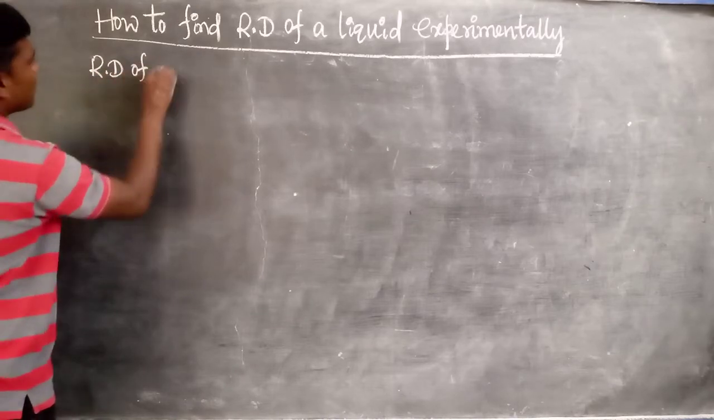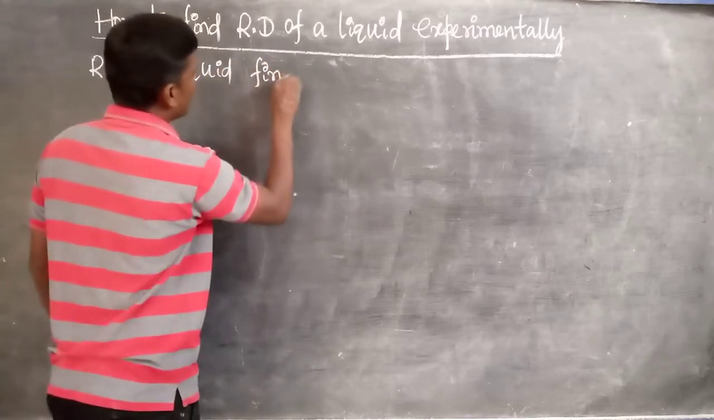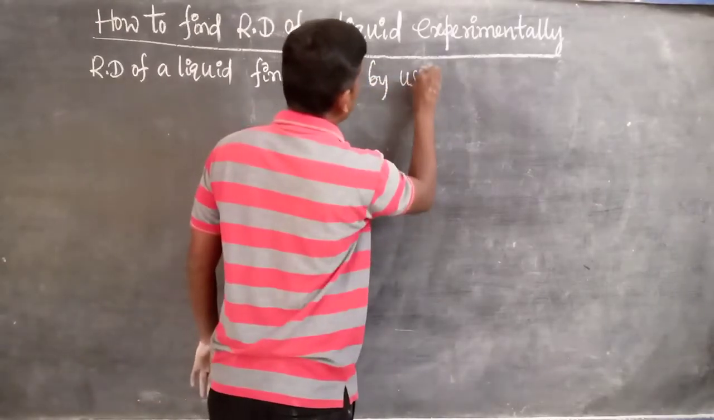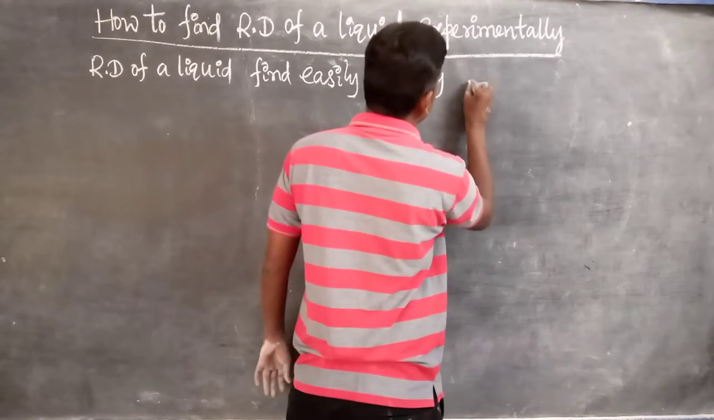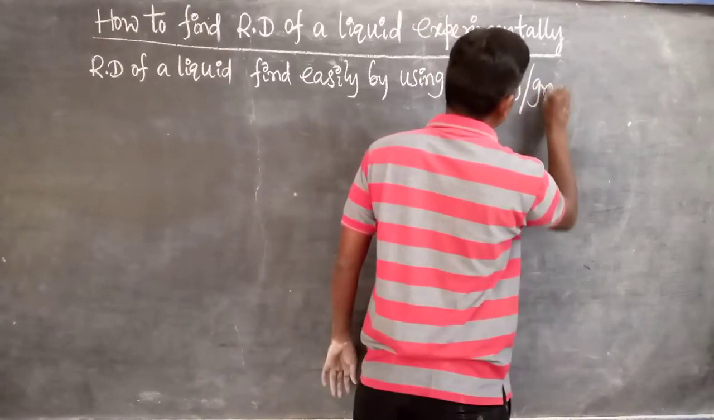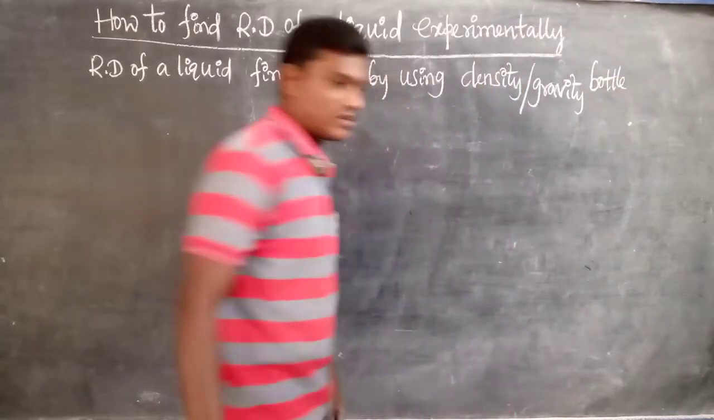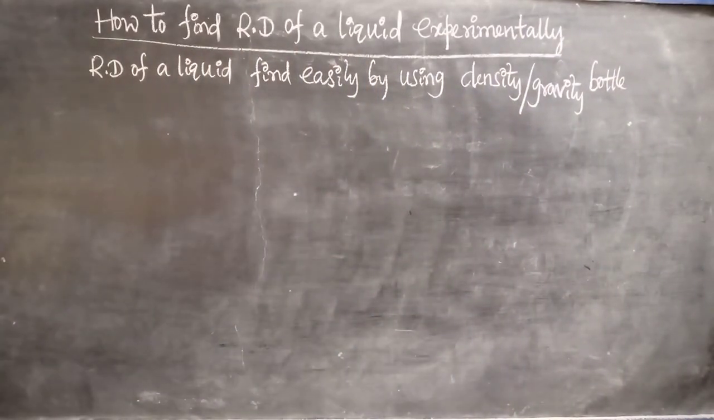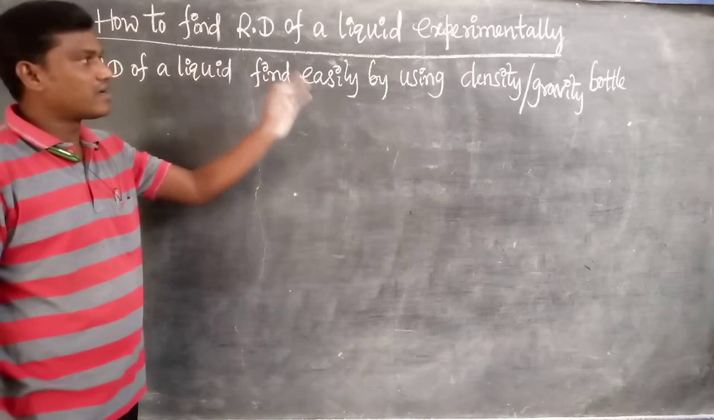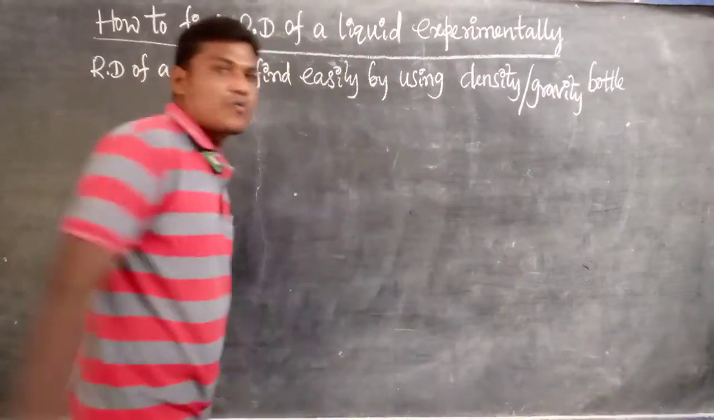Relative density of a liquid. So listen, the relative density of a liquid is found easily by using the density or gravity bottle. How to find this one? Now we are discussing it this time.